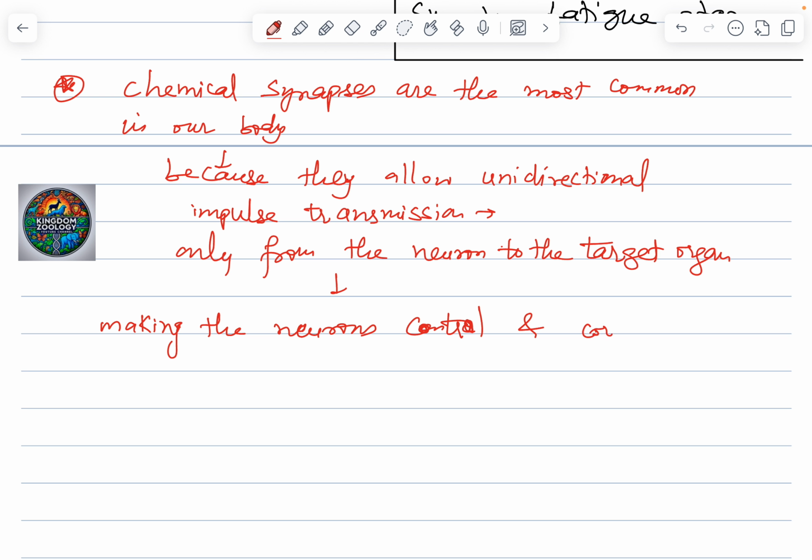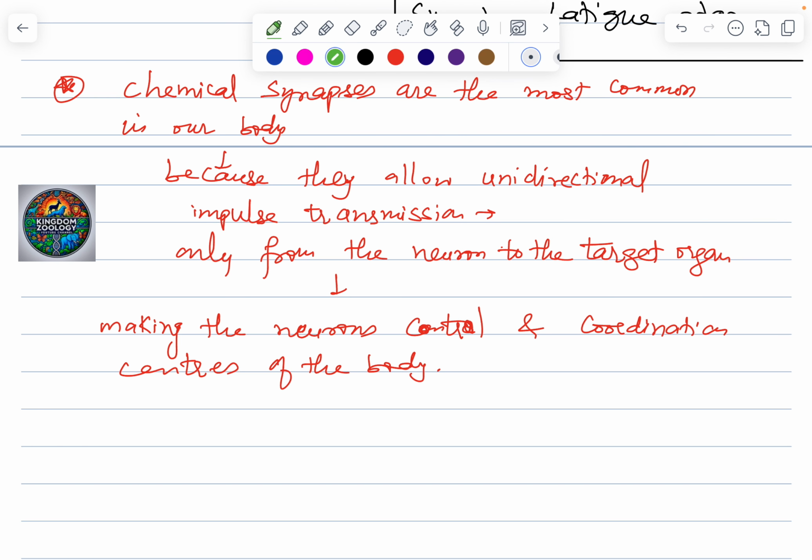Control and coordination centers of the body. Because if the neurons themselves are also getting affected by the target organs, then the neuron is not the control and coordination center. If I am teaching you and you're also trying to teach me, then things cannot work. It has to be a unidirectional flow of information. Then only things will go smoothly. So that is what chemical synapses allow.